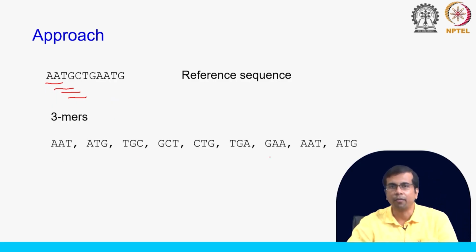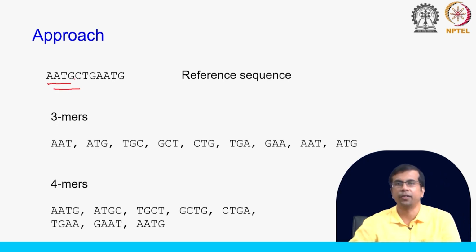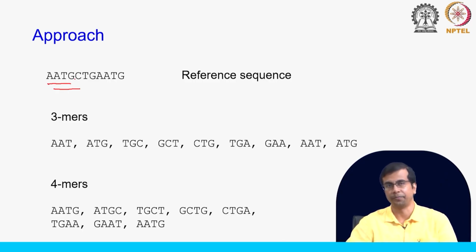Similarly, you can calculate 4-mers. We start from this A and take these 4 bases. So, these are the substrings of the reference sequence of certain lengths, and this k can vary. Again, depending on the read length, we probably want to have the right k-mer size.